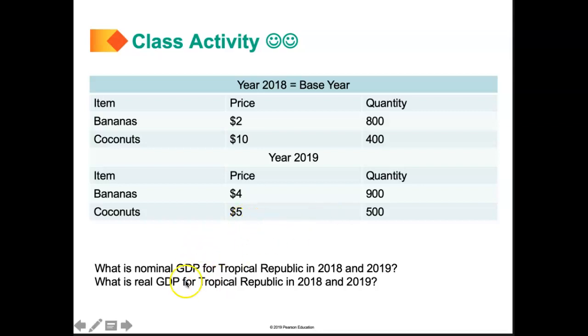Okay, so now we should be able to work through this. For nominal GDP, again, we use prices in the current year times quantity in the current year. So it's 2 times 800, so that's 1,600. Plus 4,000, because that's 10 times 400. So nominal GDP in 2018 is going to be 5,600.